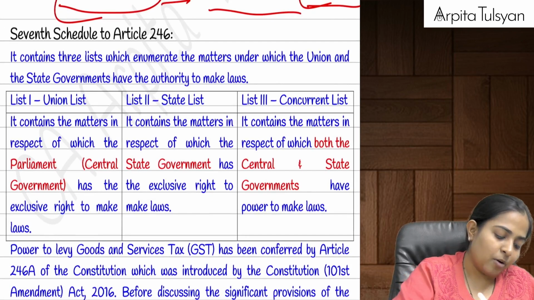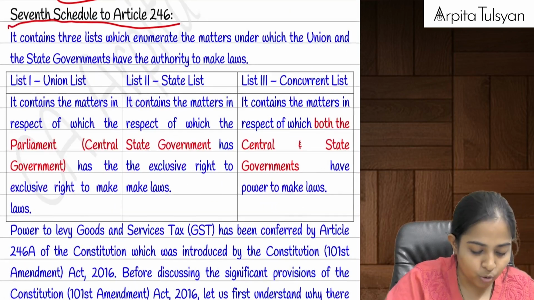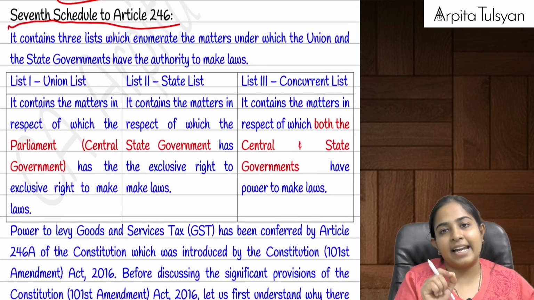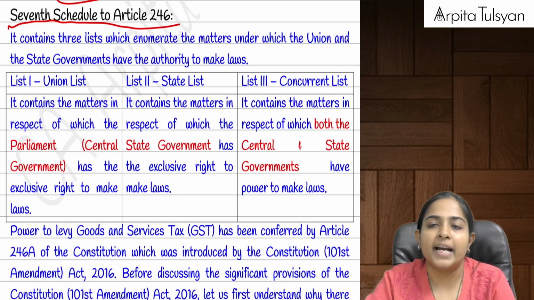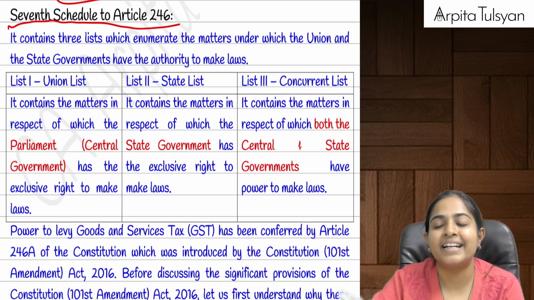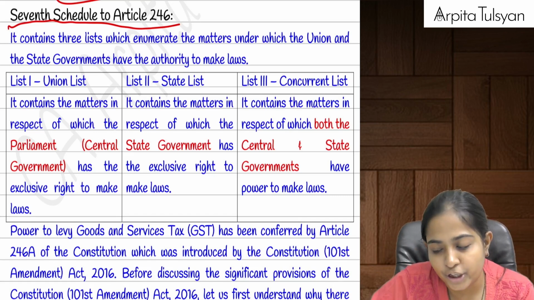Right? Acha. Now, 7th schedule to article number 246. I will tell you what is the relevance of this article under your GST. Now, 7th schedule to article number 246, in which they are telling that there are 3 lists. Okay, in our constitution, there are 3 lists.